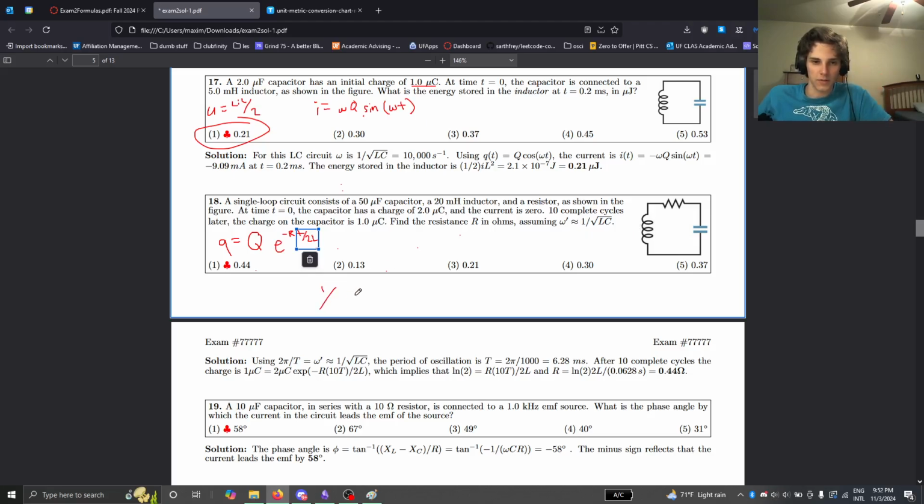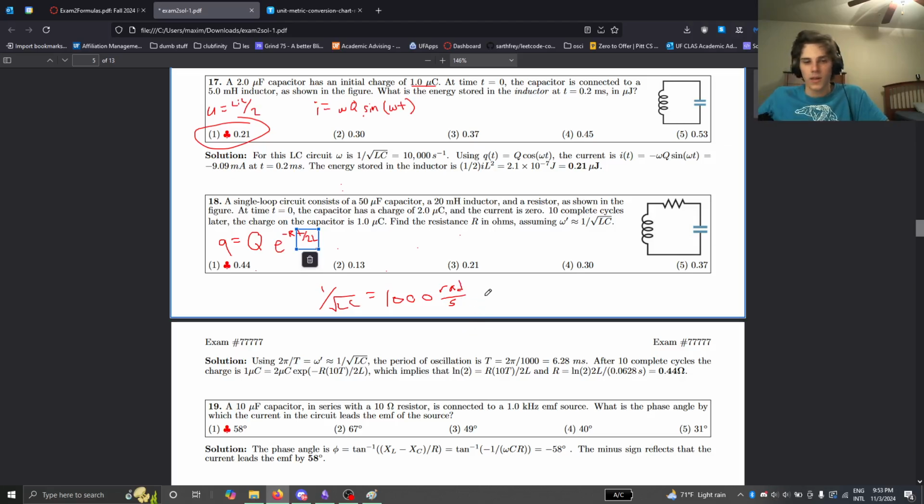We have this omega: 1 over square root LC. If we calculate that, capacitor, inductor, you get 1,000 here. Now, what is omega? It's the number of radians a second, the rate of change in radians a second. Now, we have the number of complete cycles. Well, can we figure out how long a cycle takes?